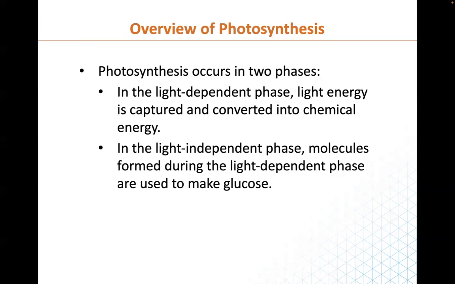While in the light-independent phase, the molecules produced in the light-dependent phase are used to make glucose. I want you to understand these two phases. In the light-dependent phase, the light energy is captured and used to produce chemical energy. In the light-independent phase, the chemical energy produced in the light-dependent phase is used to produce glucose, which the plant actually needs to survive.